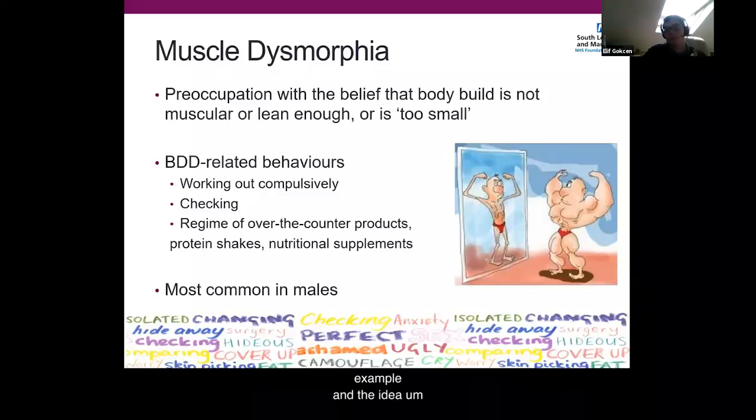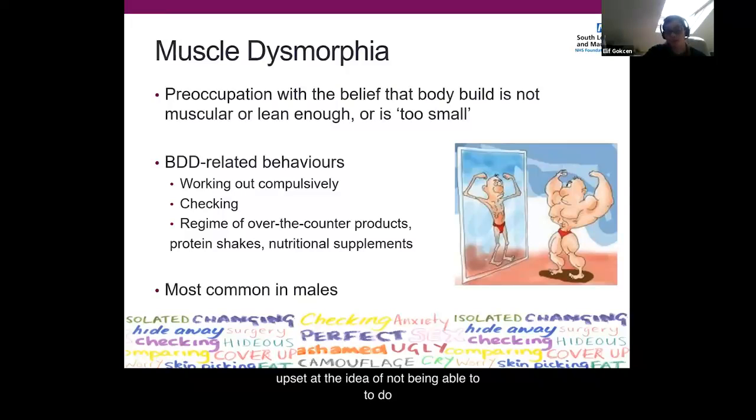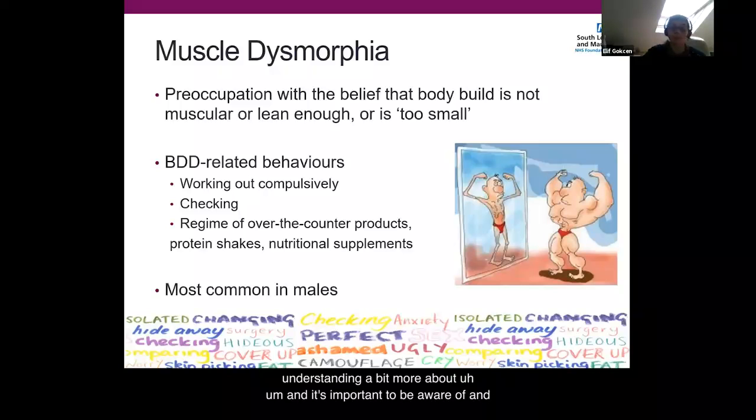And the idea of not doing these behaviours, for instance missing a gym session, might be really distressing for someone, and they might become really upset at the idea of not being able to do that. So we know that this is an aspect of BDD that we're understanding a bit more about, and it's important to be aware of, and it's one that we see most commonly in males.